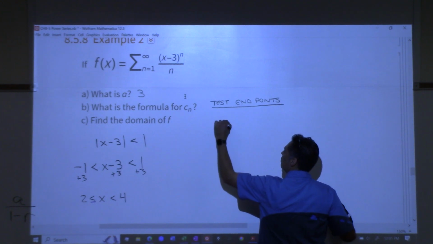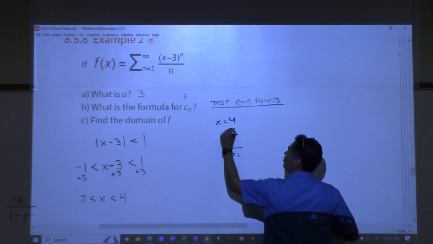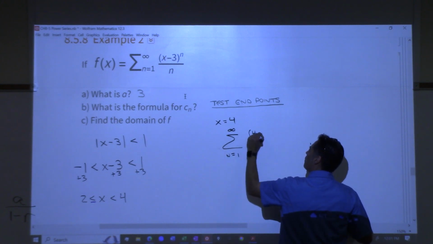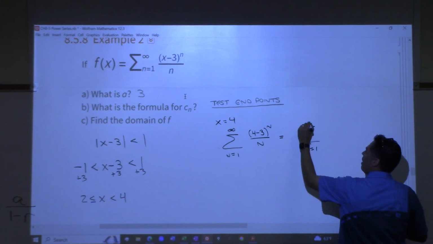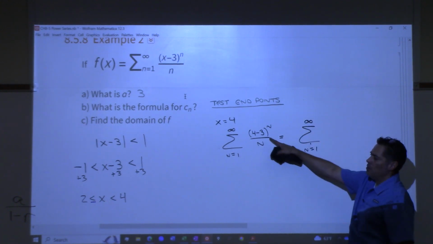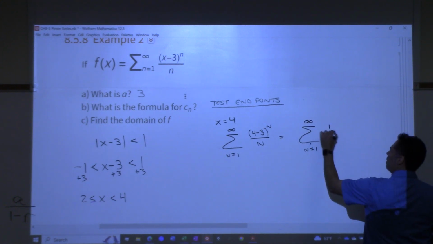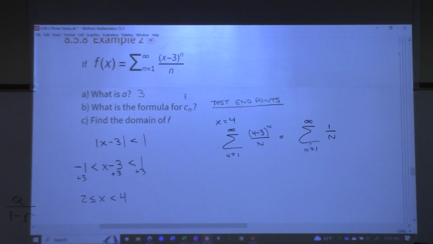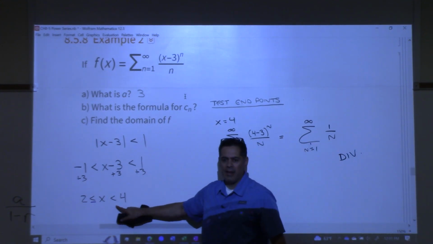Now I'm testing x is 4. So go to your power series, replace x with 4. Okay, if we do 4 minus 3, we get 1 this time, right? What's 1 to any power? 1. So this is 1 over n, and that's what type of series? Harmonic, and it diverges. And therefore, you do not want to include the right endpoint.